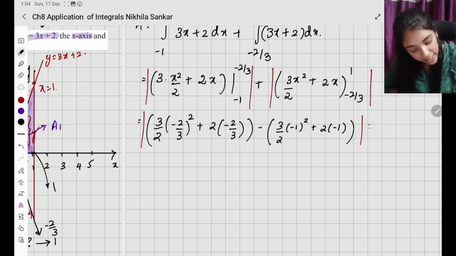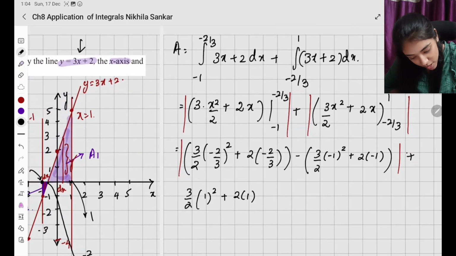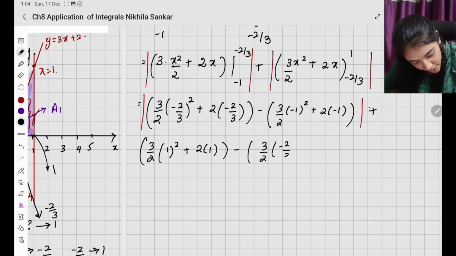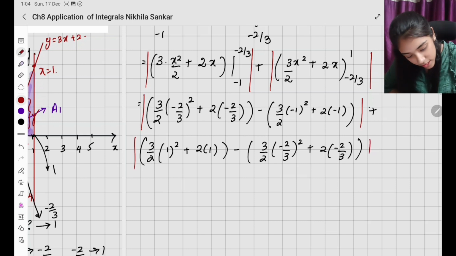Now I have my next term to be plus, again upper limit. So I have 3 by 2 times 1 square plus 2 times 1. So this is going to be upper limit minus the lower limit, which is going to be 3 by 2 times minus 2 by 3 the whole square plus 2 into minus 2 by 3. And this also is within the absolute value.